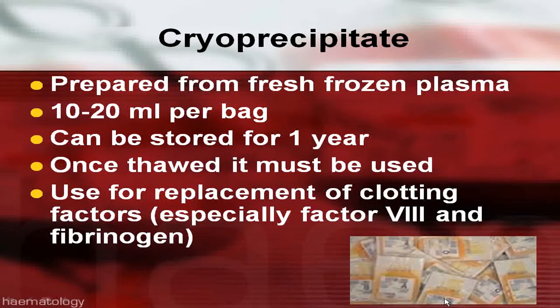How does the doctor determine which, because you have fresh frozen plasma now that can help with clotting factors. So how do they pick which one to use? What they're missing, what their basic problem is, what the disease is. This would be used for someone who had, like, von Willebrand's disease, hemophilia. They're only missing clotting factors, specific clotting factors.